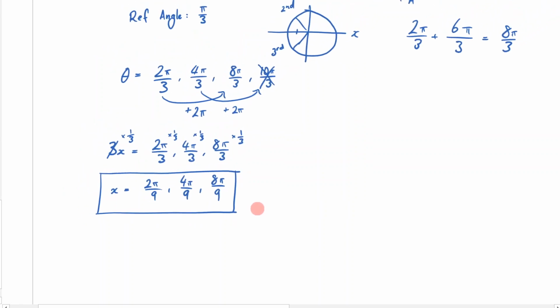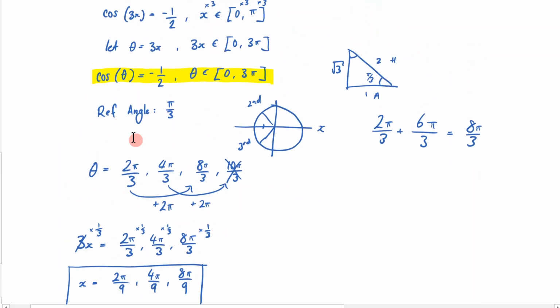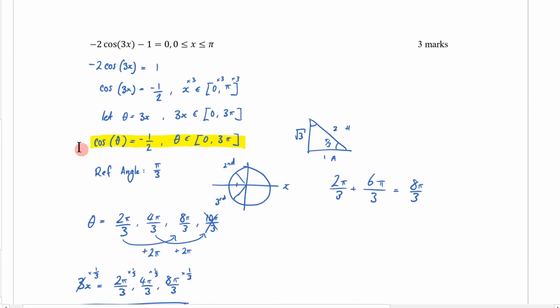Perfect. And that's how you would approach a question like this. So as you can see, there's a few steps there, and it can seem a little complicated, but with practice comes perfect. Practice makes perfect, rather.